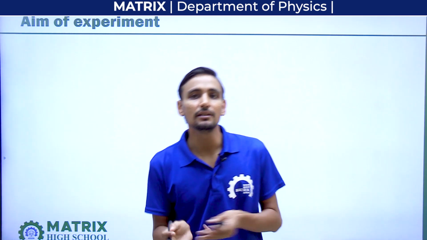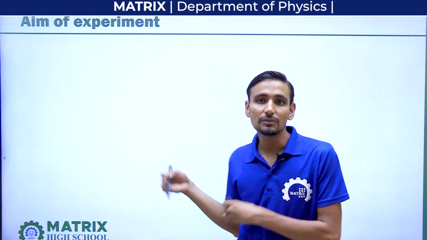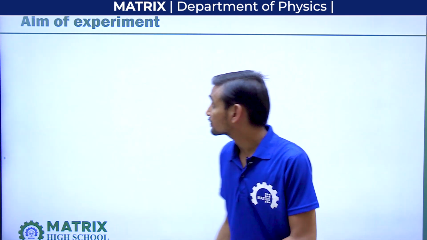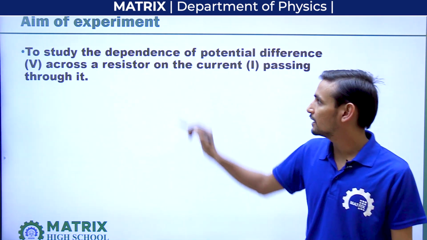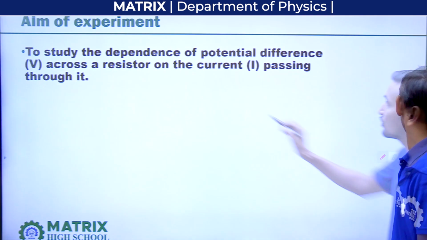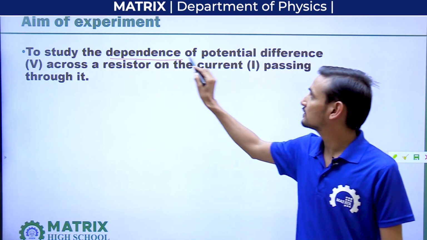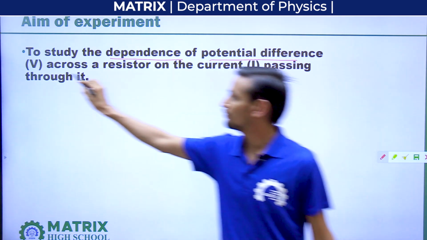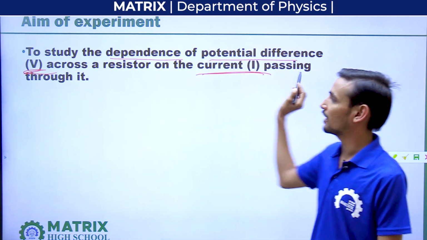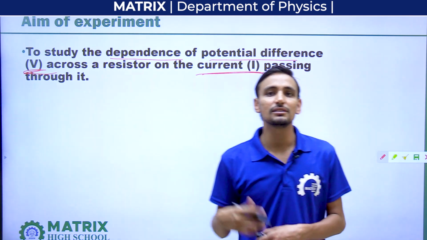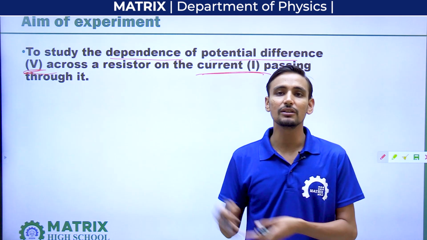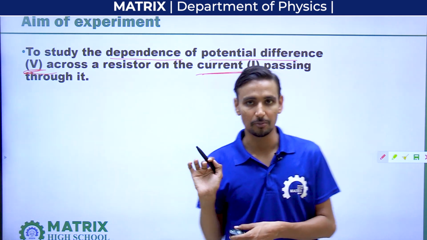Aim of the experiment means what we will learn or what we will do in this experiment. So the aim of this experiment is to study the dependence of potential difference V across a resistor on the current passing through it. How the resistance of a resistor wire depends on potential and current, we will study in this experiment.